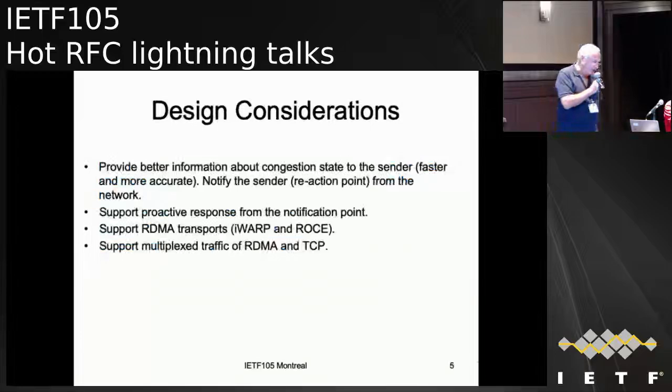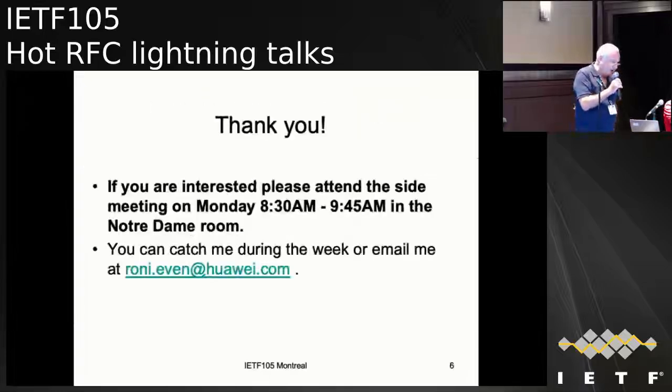So the design goal is to provide better information about the congestion state to the sender, faster and more accurately from the network, and to notify the sender, the reaction point, from the network. It can support proactive response from the notification point and support different RDMA transports. So what we are talking about is something that would be transport agnostic, and support multiplexed traffic of RDMA and TCP. We have already done some experimental tests, and we are having a side meeting tomorrow in the Notre Dame room. And of course, if you want to discuss it with me, these are my contact details.